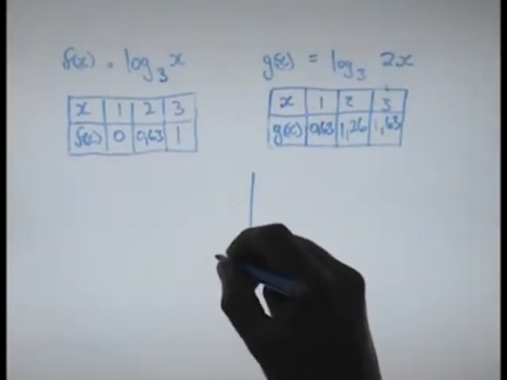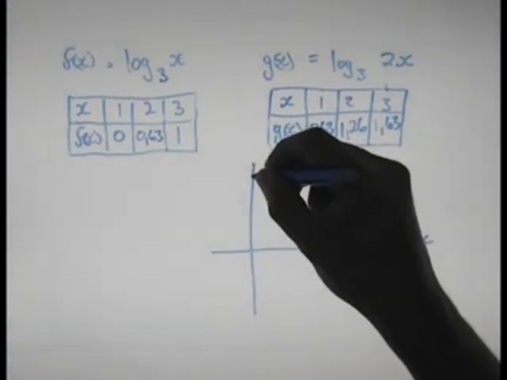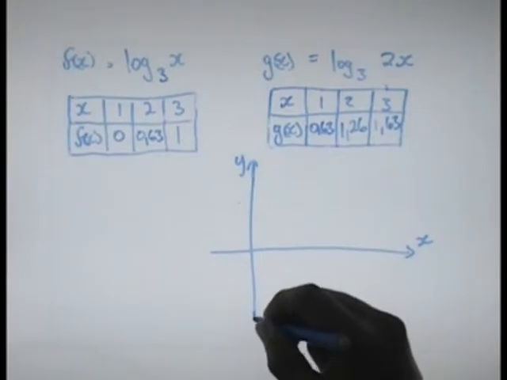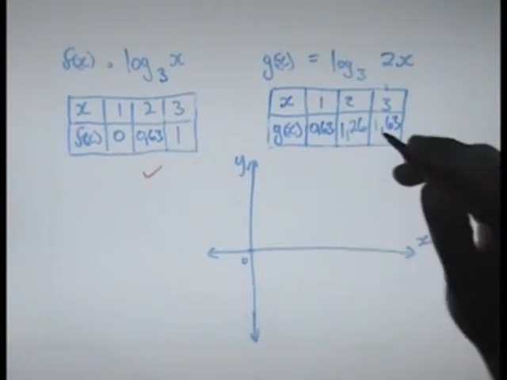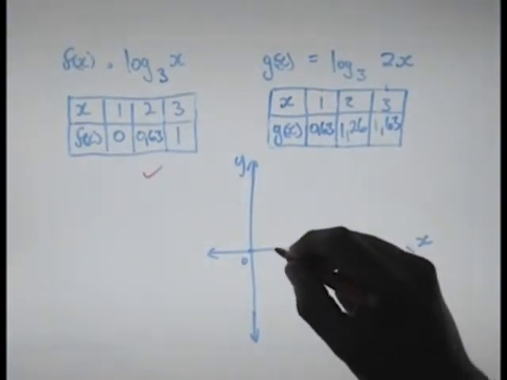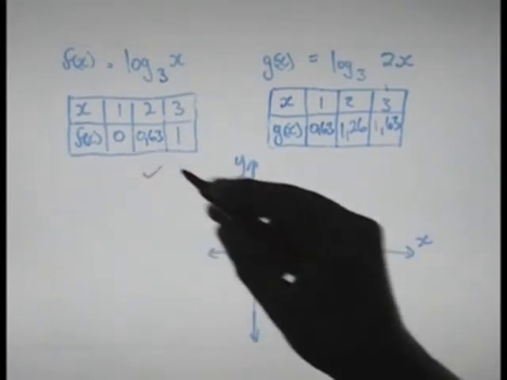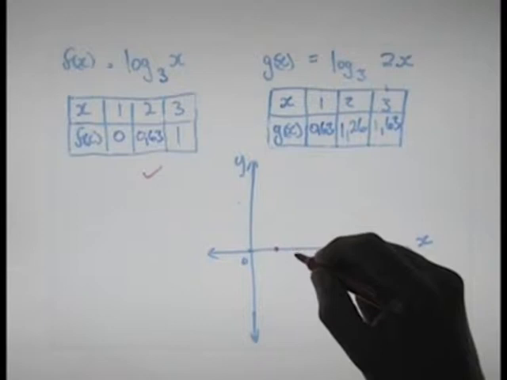I'm going to draw both of them on the same set of axes. That's my x-axis, that's my y-axis. The first graph I'm going to draw in red is the graph of f of x. Now the standard log graph, that is a standard log graph. When x is equal to 1, it's going to pass through y value of 0.